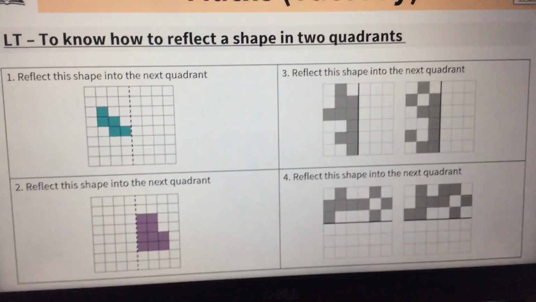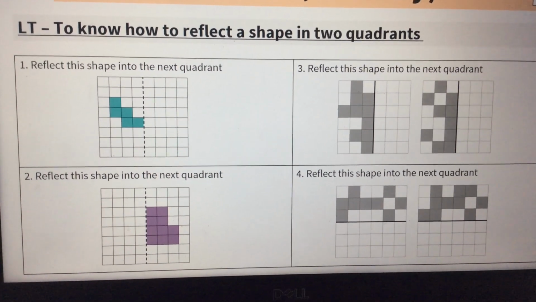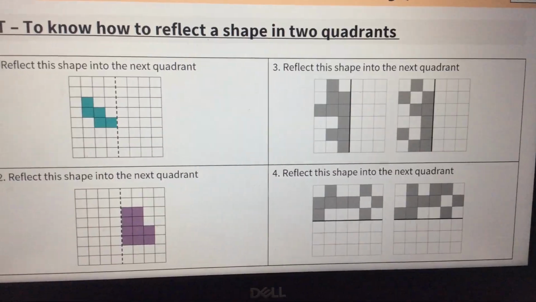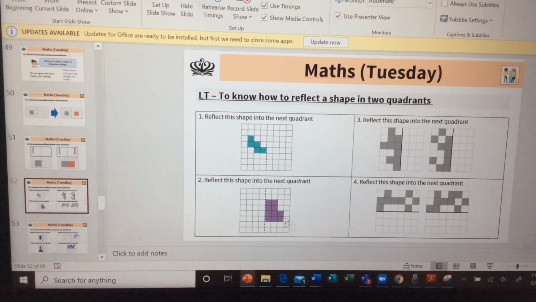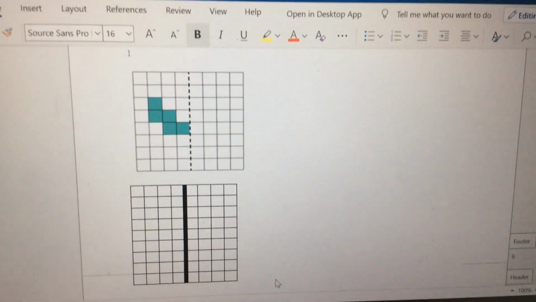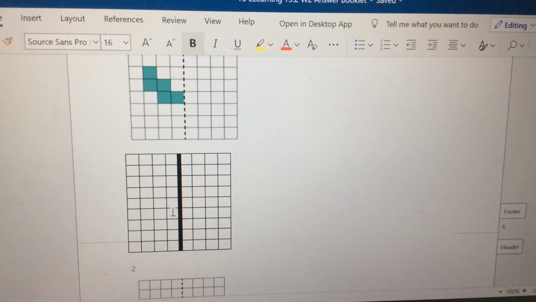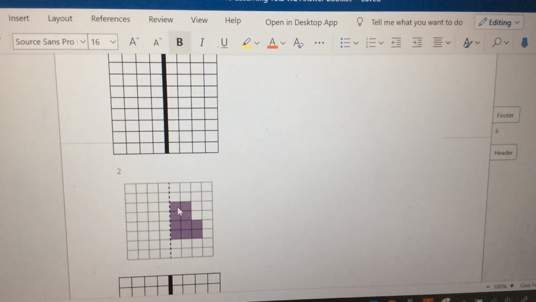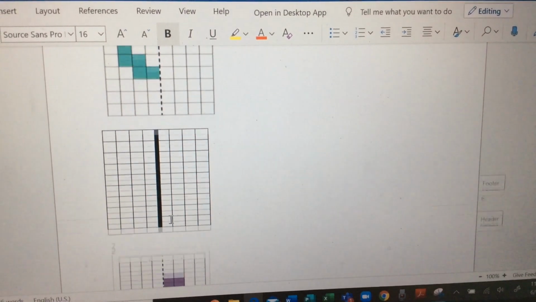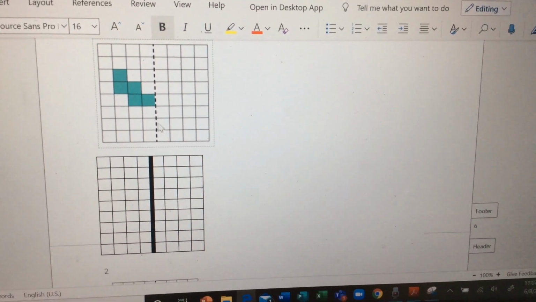Okay, so this is your chance to have a go at reflecting some of these different shapes. You should be able to do this straight into your answer booklet. In your answer booklet, you will have these little grids set up nicely for you. I have copied and pasted the different shapes in just so that I can see them. You could do that too, or you could just flick back to have a look at the shapes.